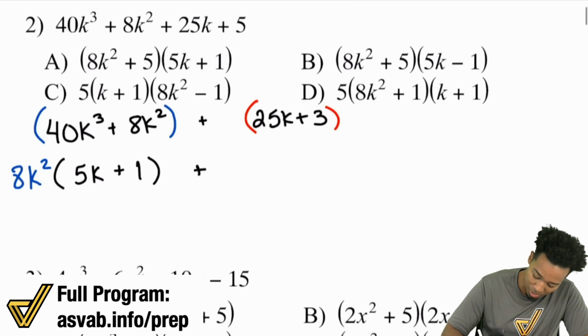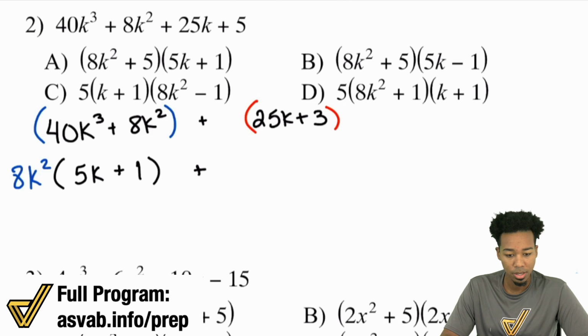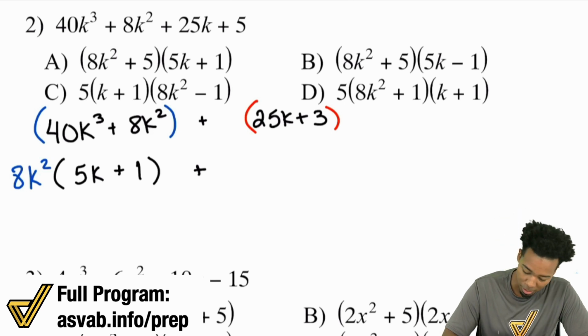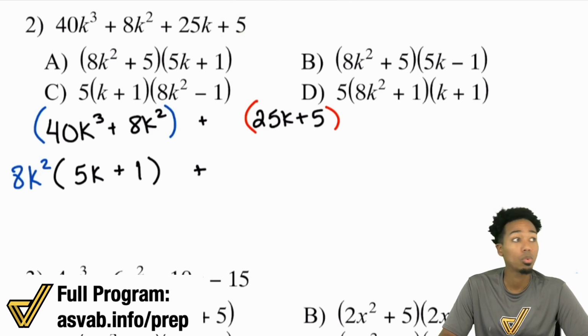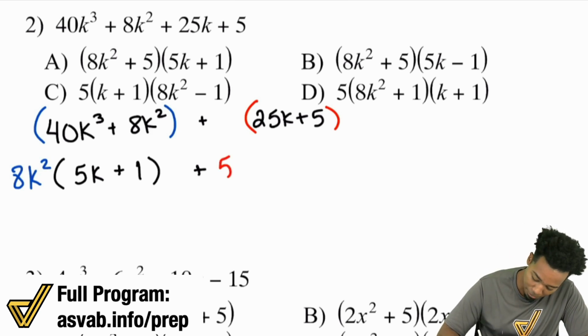And so let's see what happens in this other group. So we have over here 25k plus 5. Let's not make that mistake. Right there, 25k plus 5. And so we have, 25 and 5, they share a 5. So I'm going to pull out 5.